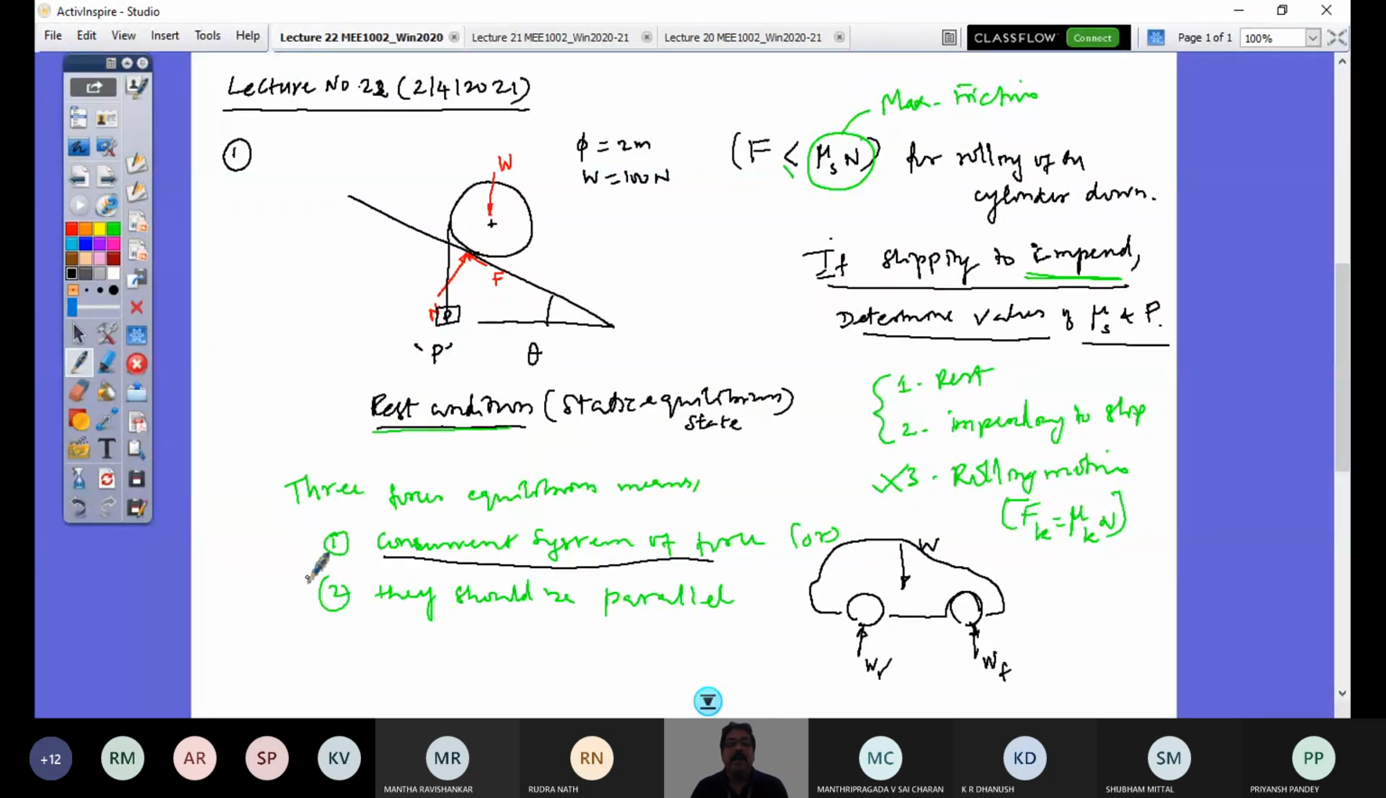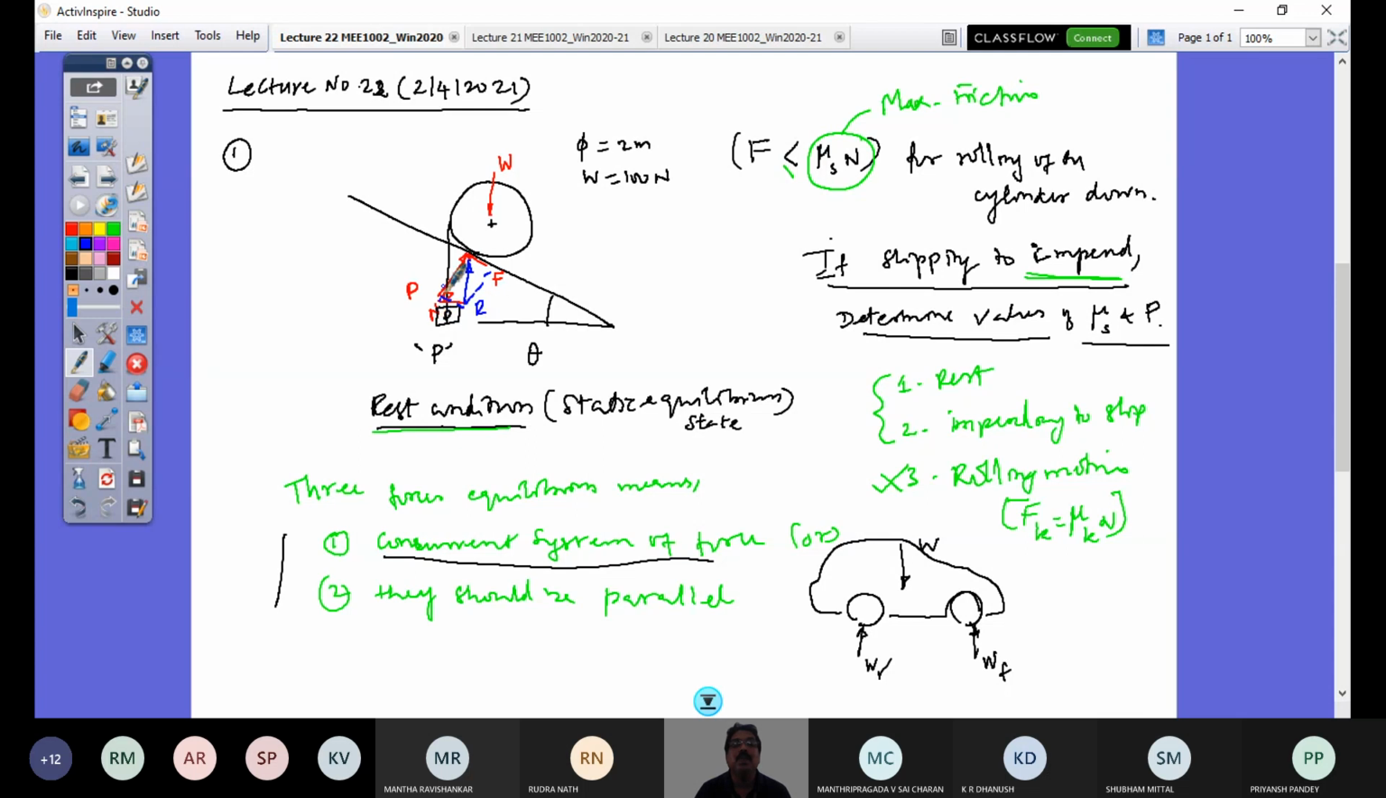So why did I bring this point again here? Look at this free body diagram carefully. How many forces do I have? I have this force W, weight, and if I cut this, I would have P, load P. So P and W are parallel. So what is my third force? The reaction at the contact. So what is the reaction at the contact? Resultant of normal and this friction force. And that should essentially be parallel, right?